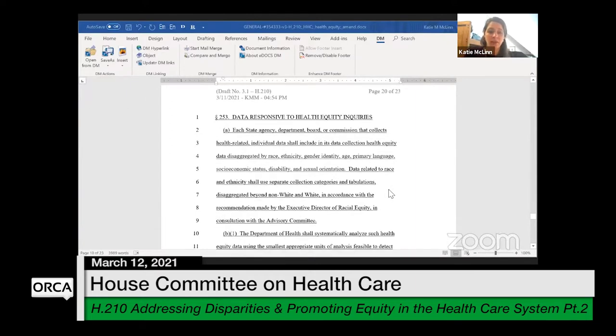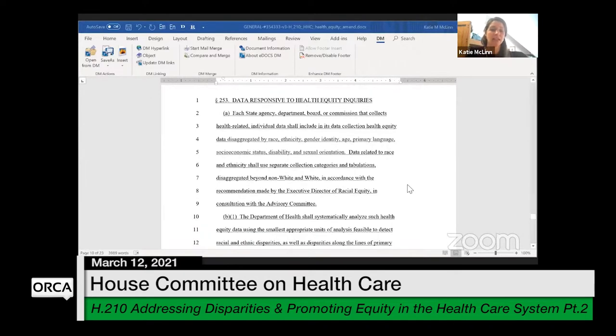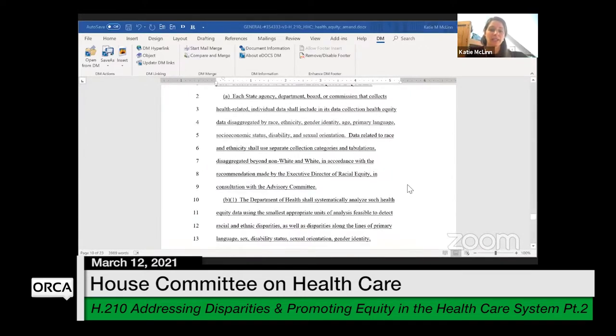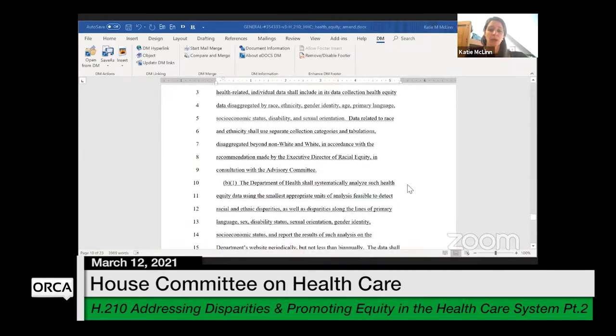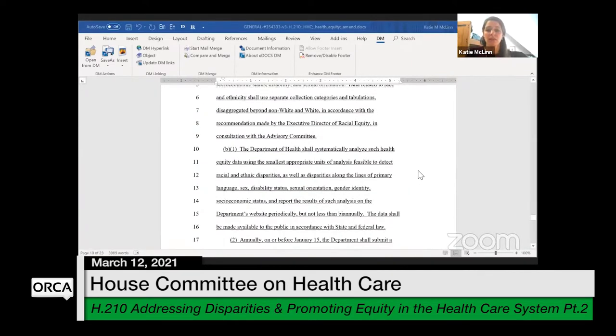So in subsection A, we're saying that each state entity that collects health-related individual data is to include in its data collection health equity data disaggregated by race, ethnicity, gender identity, age, primary language, socioeconomic status, disability, and sexual orientation, and that data related to race and ethnicity is to use separate collection categories and tabulations and disaggregate beyond non-white and white categories. And in doing that, it's looking to recommendations from the Executive Director of Racial Equity and the Commission.